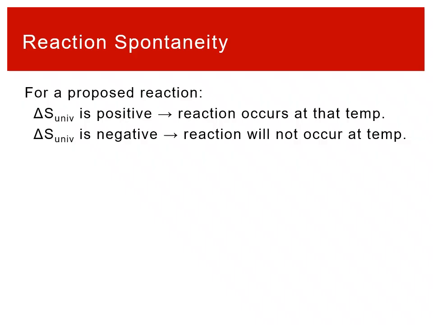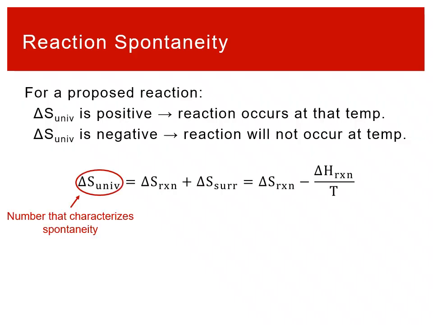Negative means it's not going to happen, right? That's a non-spontaneous process. And for the purpose of the chemical reaction, it doesn't happen. You're not going to turn those reactants into products. So this is really what we want to calculate, and this number characterizes spontaneity. Is it positive or is it negative?